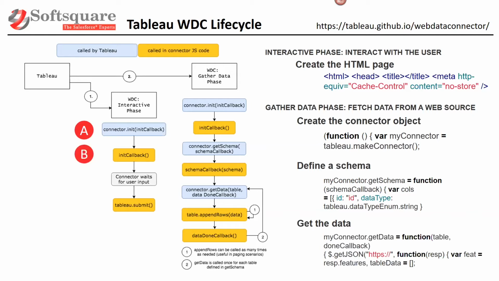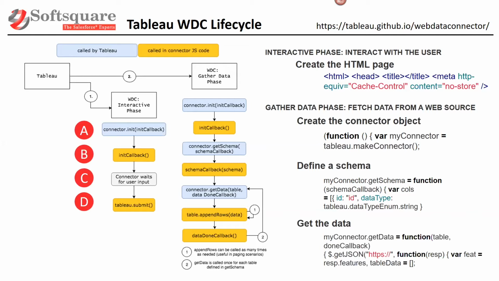Okay, in B, the connector calls the passed-in init callback function to tell Tableau it has finished initialization. Again, the reason we have all this callback is because JavaScript uses event-driven functions, so it's much more asynchronous. So we have to use these callbacks to keep alerting the system that we are done. And let's take a look at the C. And as you can see, connection waits for the user input.